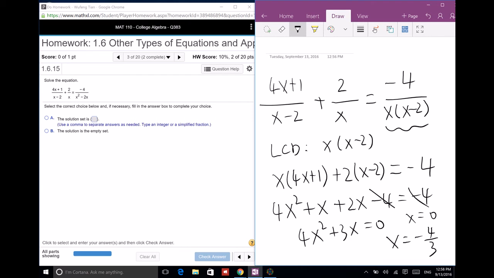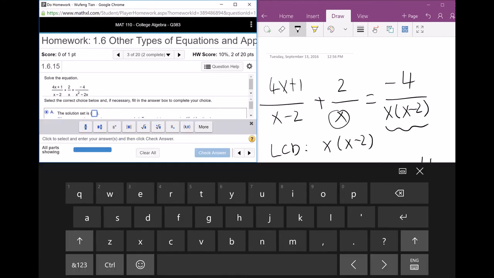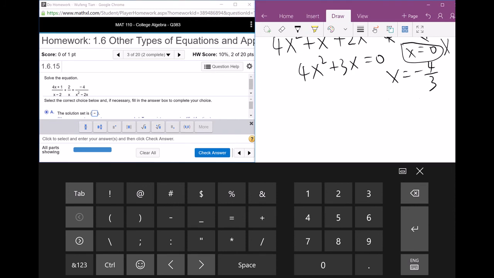Well, we cannot use 0 because 0 is a problem. If you plug 0 into here, then the denominator is 0. So the only solution is going to be just negative 3 over 4. It's negative 3 over 4, negative 4 over 3.